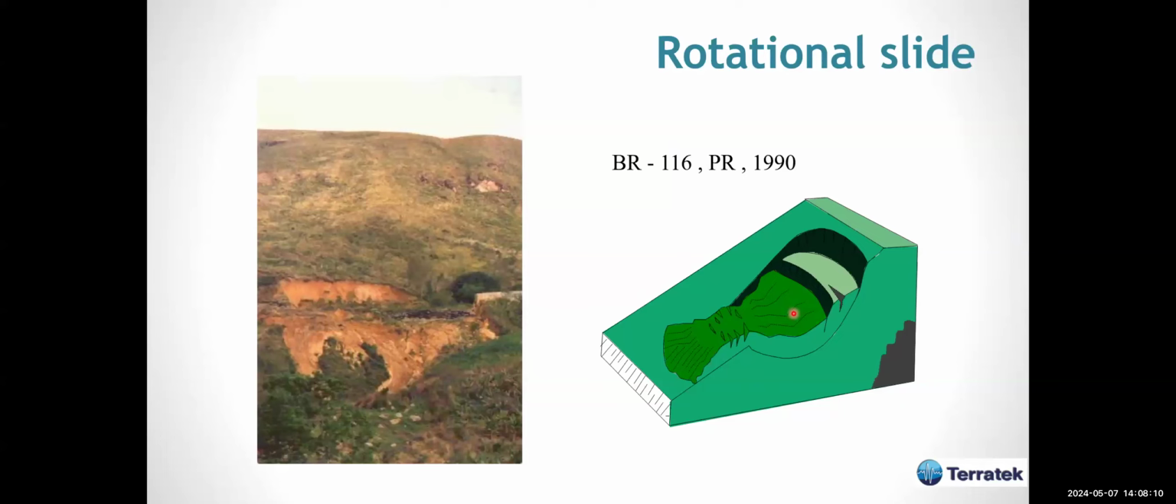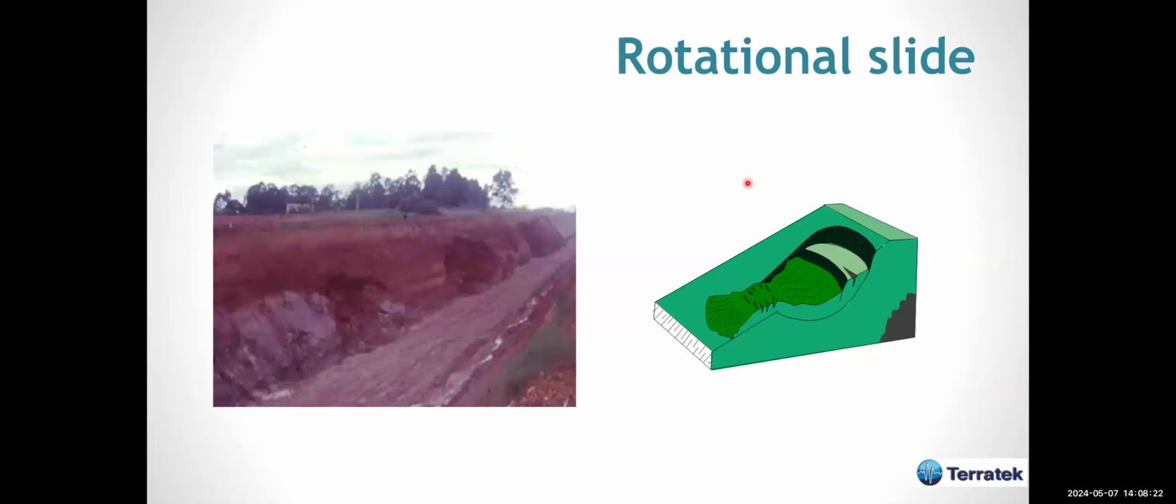These are examples. For instance, this was a case in Brazil that I visited many years ago, and it's very clear that it is a rotational slide. We have lots of photographs to talk about this. I have seen all these failures taking place in sedimentary soils from central Brazil.